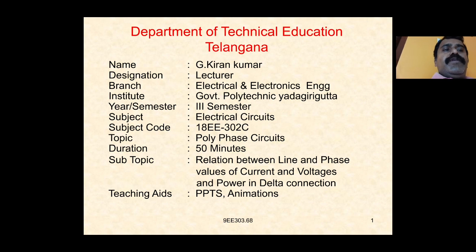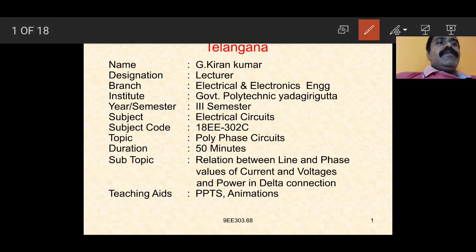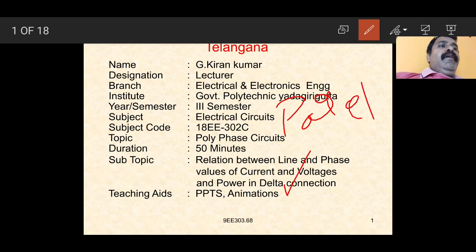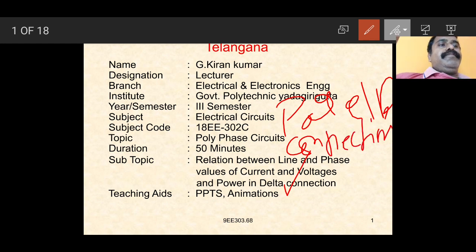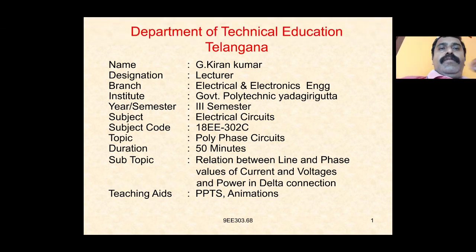Now we see the subtopic, that is the relation between the line and the phase values of currents and the voltage and the power in delta connection. We know that delta connection is nothing but the parallel connection. And the condition in the delta connection is that of a parallel connection.